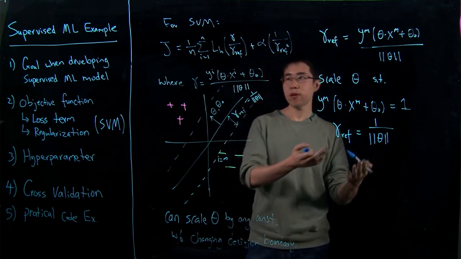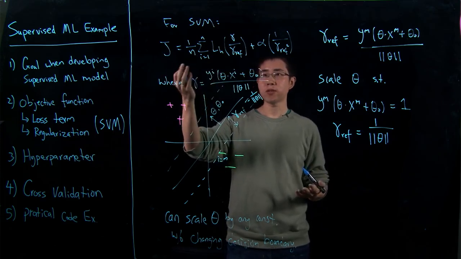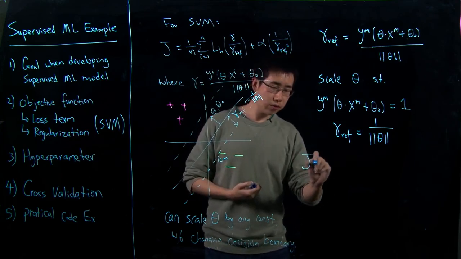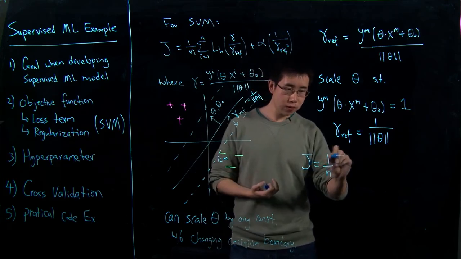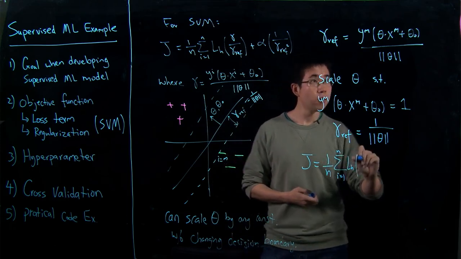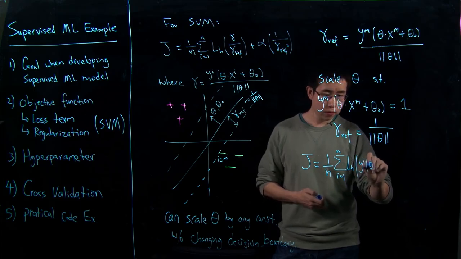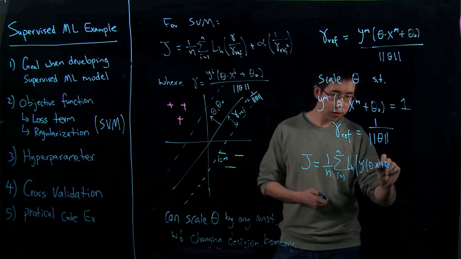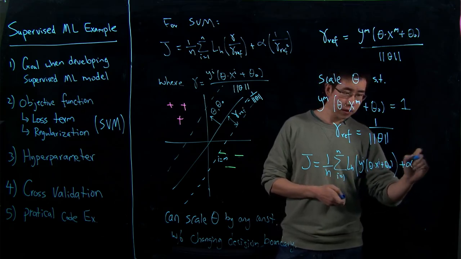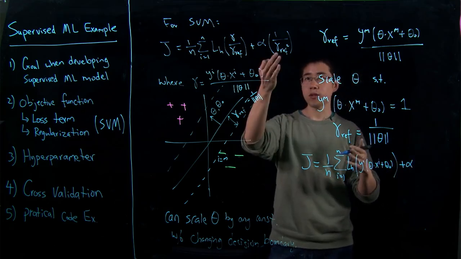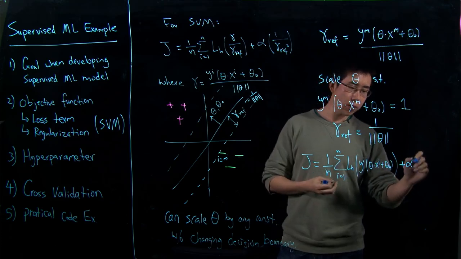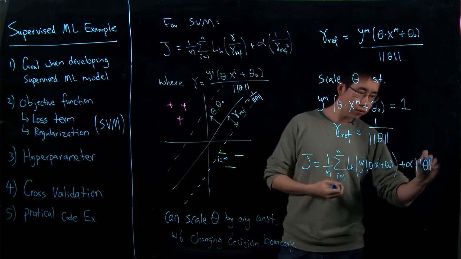So now if you plug gamma ref into our objective function, and do some simple simplifying, we get that the objective function for the SVM is equal to 1 over n, sum of i equals 1 to n, hinge loss of yi times theta dot xi plus theta naught, plus alpha, which is our hyperparameter. Plugging in 1 over norm of theta for gamma ref, our regularization term is just norm of theta squared.